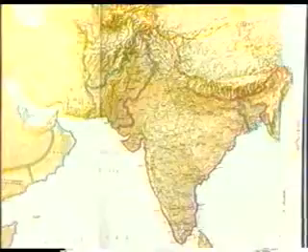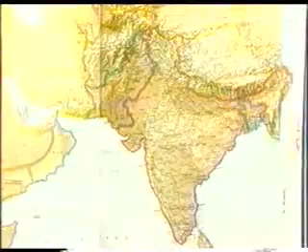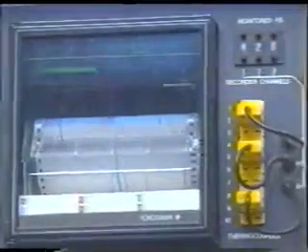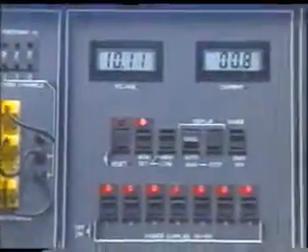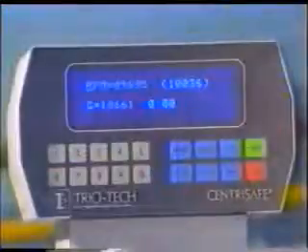The vast expanse of our country experiences wide variations in climatic conditions. The temperature varies from minus 50 degrees Celsius to plus 50 degrees Celsius. Moreover, our huge coastline provides a highly corrosive environment. To ensure proper working of various equipment in such diverse conditions, the equipment is subjected to certain simulated environmental tests.